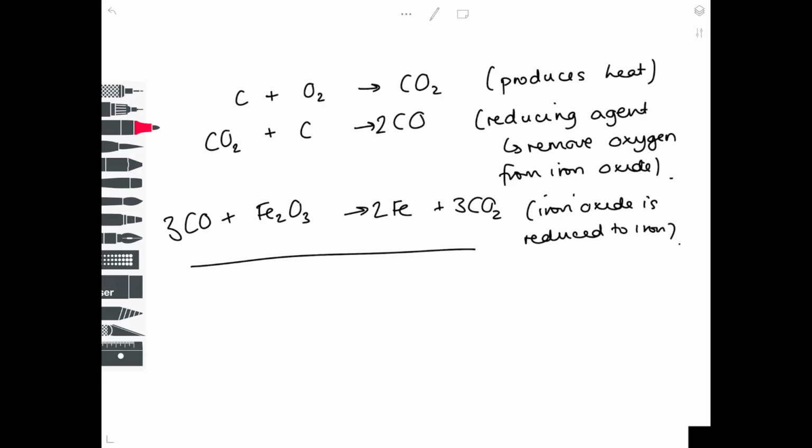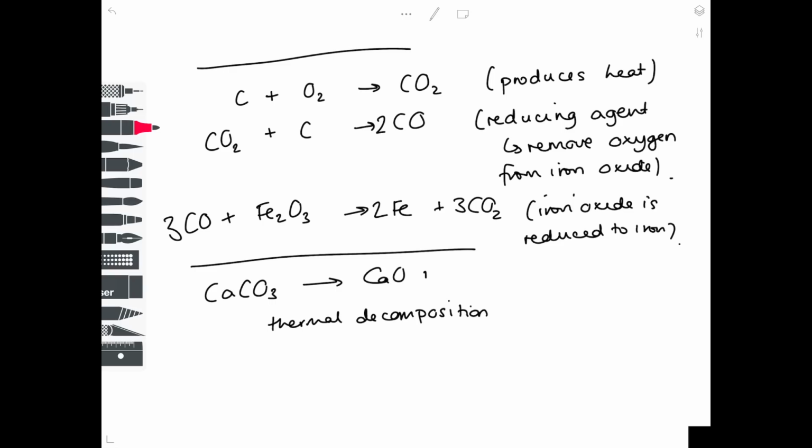Now it's important that we look at the limestone step. So this is kind of separate to everything that's gone on before. So we have our calcium carbonate, which is obviously limestone. It's going to undergo a thermal decomposition reaction, so make sure you can name the type of reaction, to produce calcium oxide and carbon dioxide.